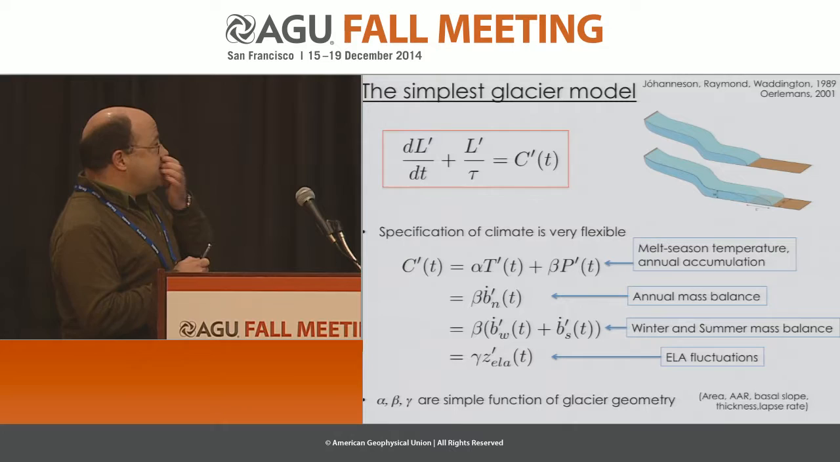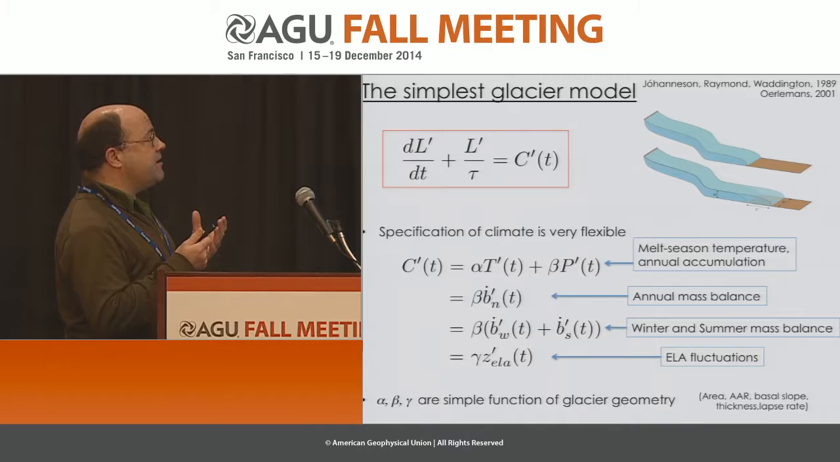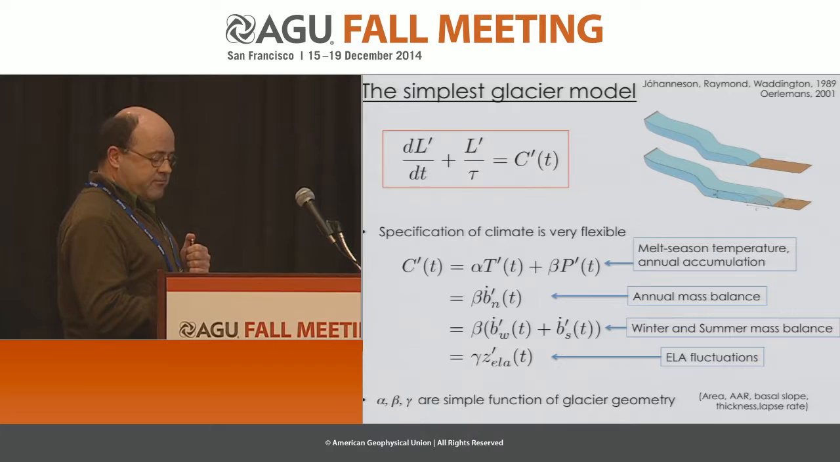One advantage is that the climate can be specified very flexibly, so the climate fluctuations can be specified either in terms of temperature, melt season temperature, T, accumulation, P. You can drive it with annual mass balance fluctuations or seasonal mass balance fluctuations, or even variations in the ELA. And the point is that the alpha, beta, gamma coefficients are all simple functions of the glacier geometry, and so estimatable from observations.